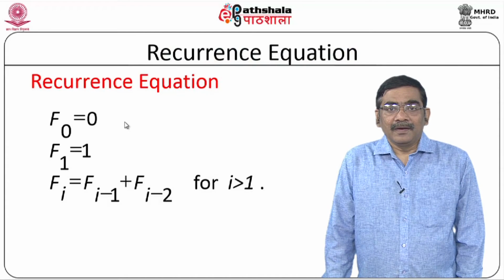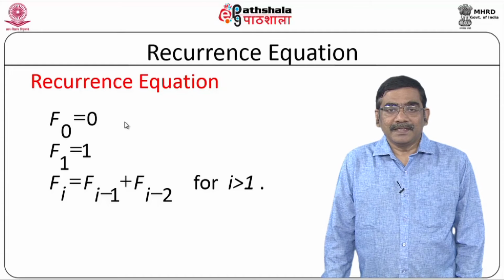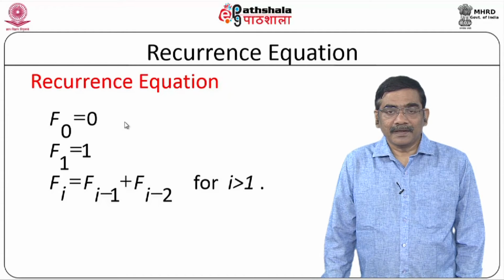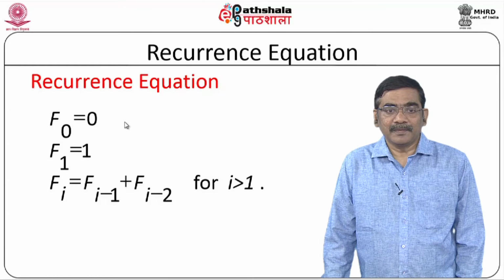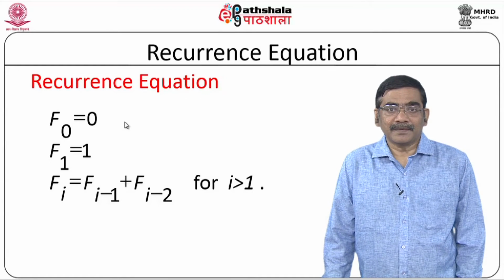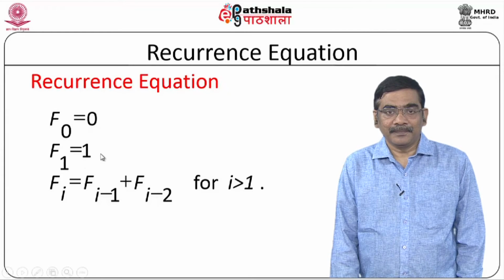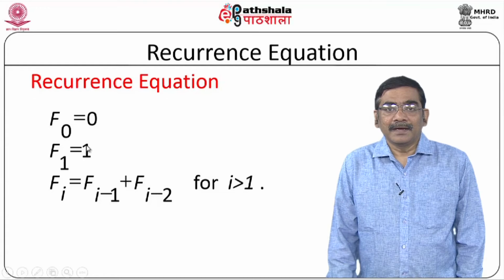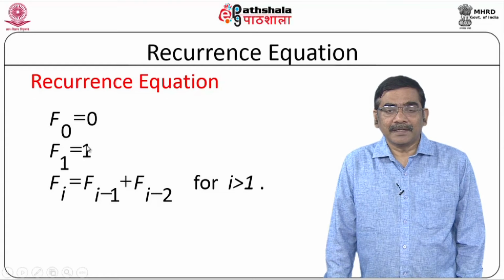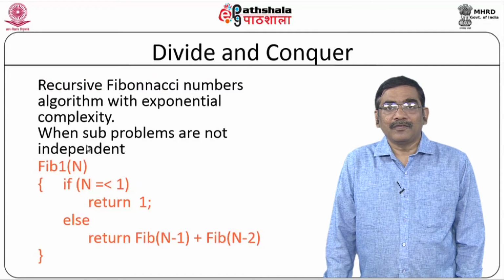Fine. What is the recurrence equation? The recurrence equation we have already seen: every number is the sum of the two previous numbers, therefore, f(i) is f(i-1) plus f(i-2), with the initial conditions that f(0) is 0 and f(1) is 1. In other words, this is the recurrence equation of the Fibonacci sequence.